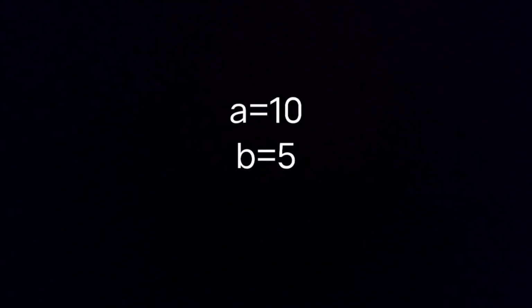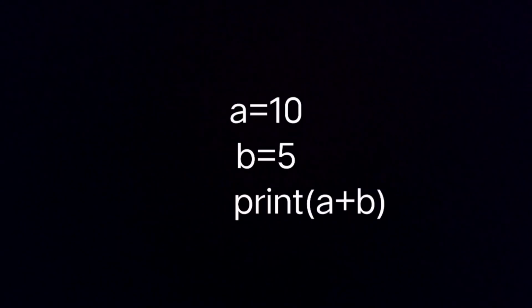Now let's add them together. Instead of typing a comma b, use the plus operator. Print a plus b and run the code. The output will be 15. And that's addition in Python. You can also try with other operators like minus, star, and division.